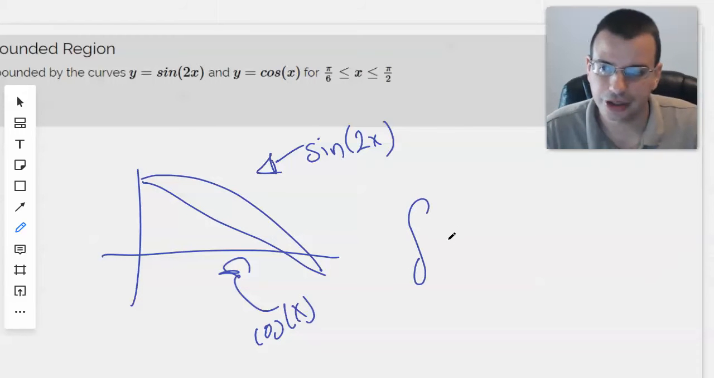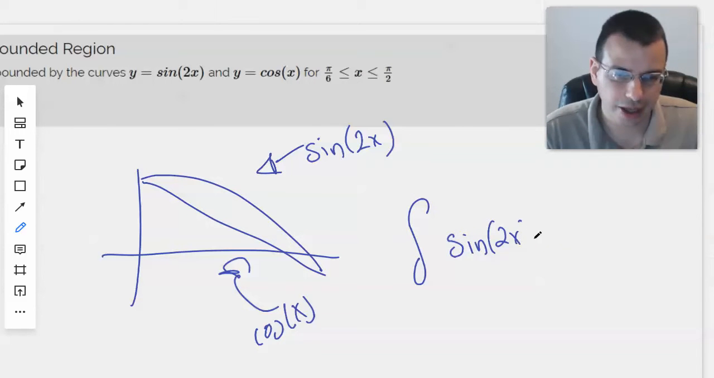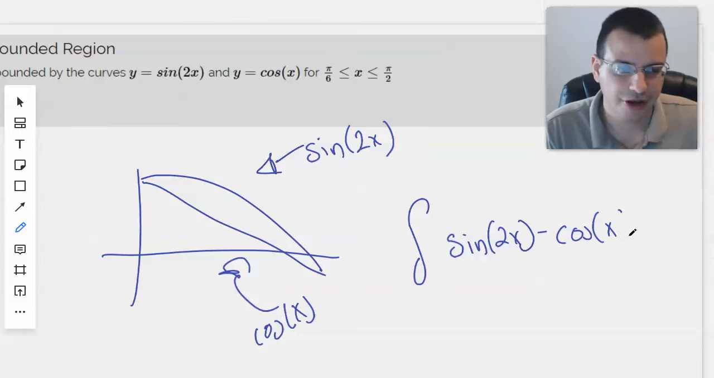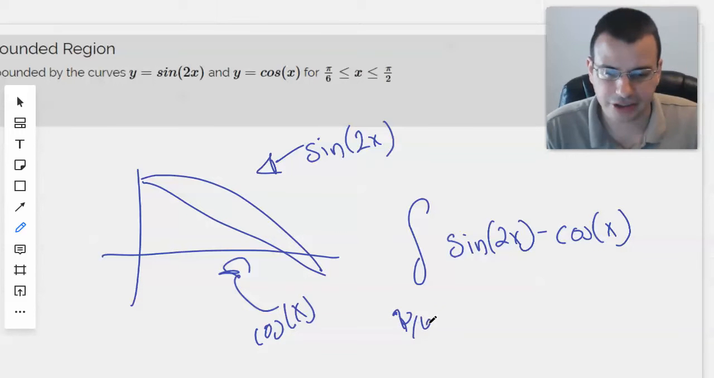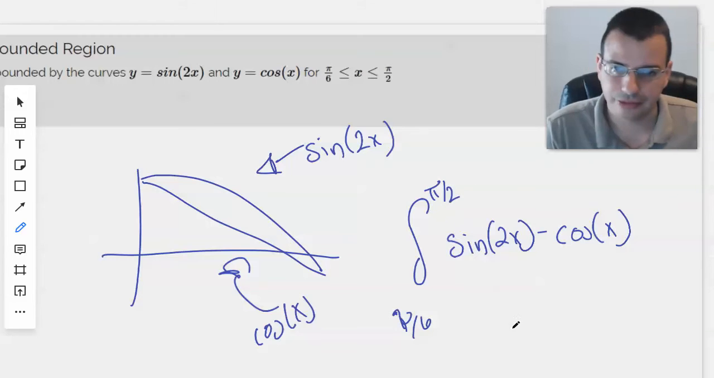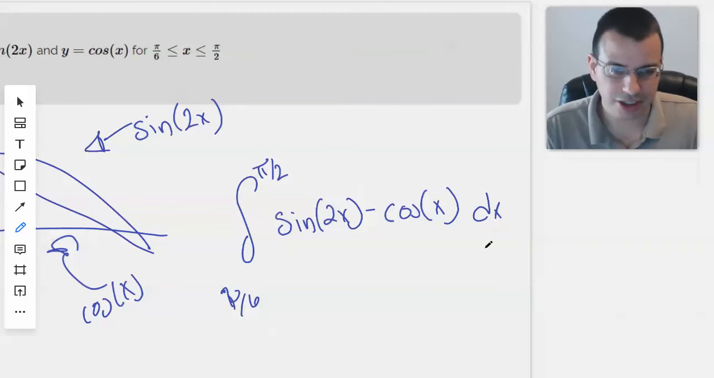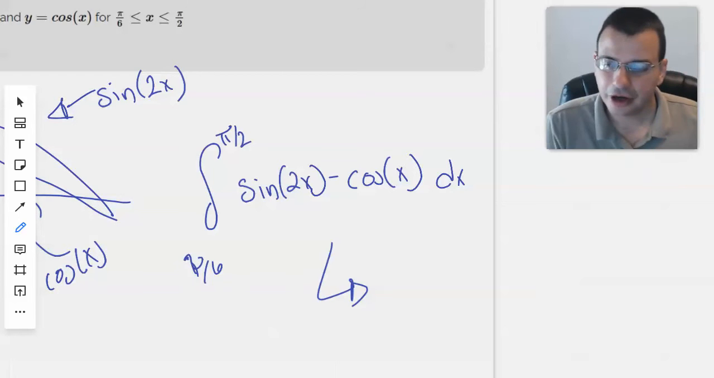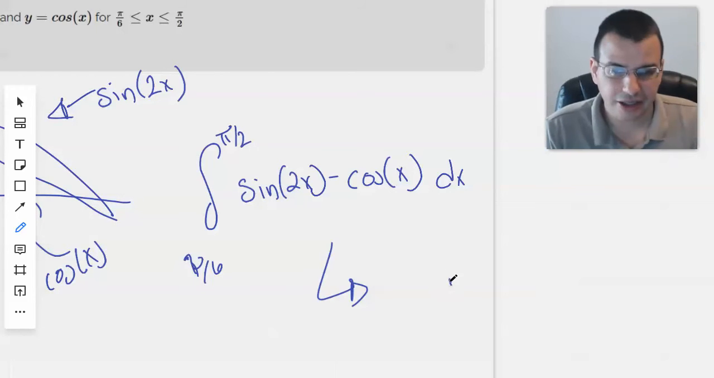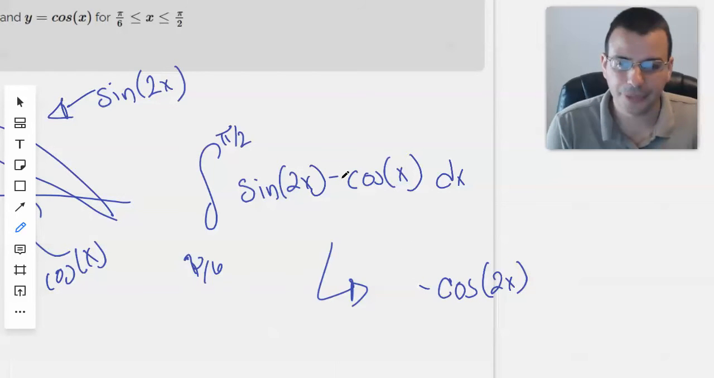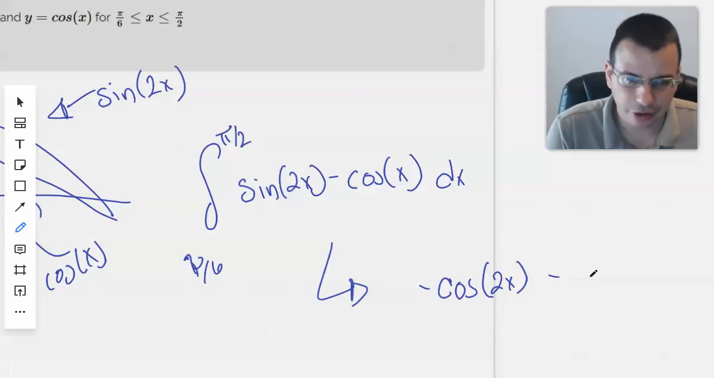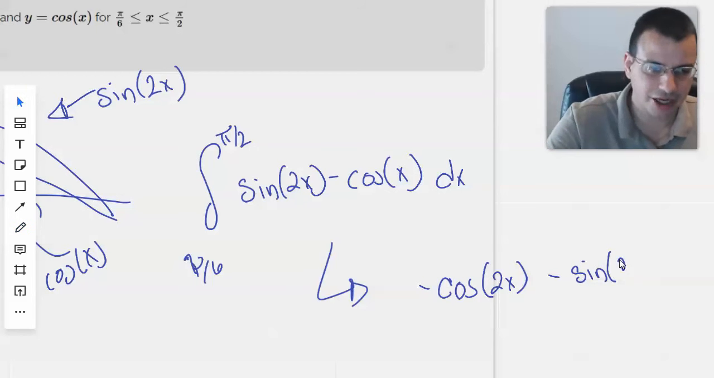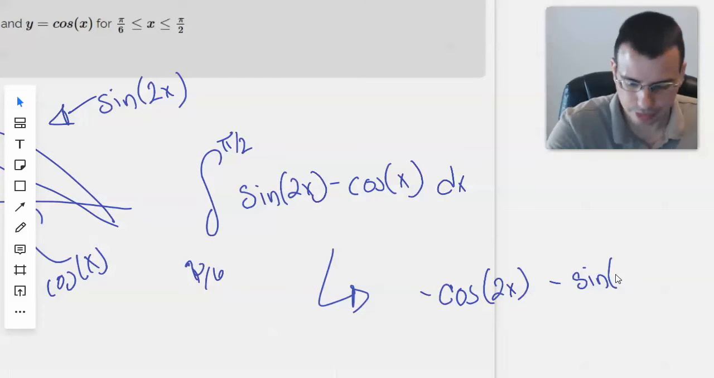Okay, so we'll do the integral of sine of 2x minus cosine of x from pi over 6 to pi over 2. All right, so the integral of sine is negative cosine, and the derivative of negative cosine will be negative sine. And that's just memorizing it from the sine cosine tables.